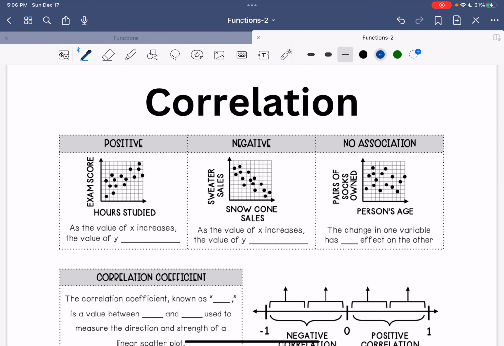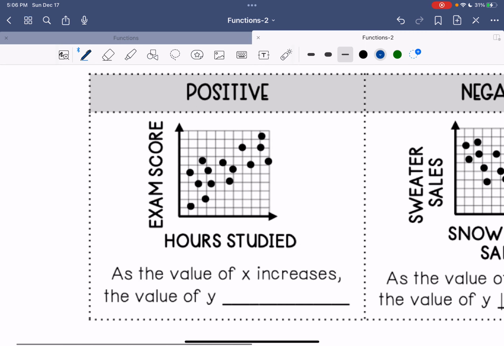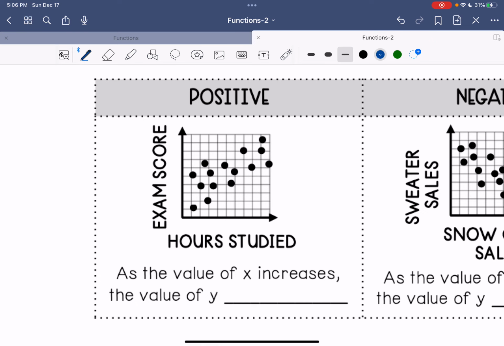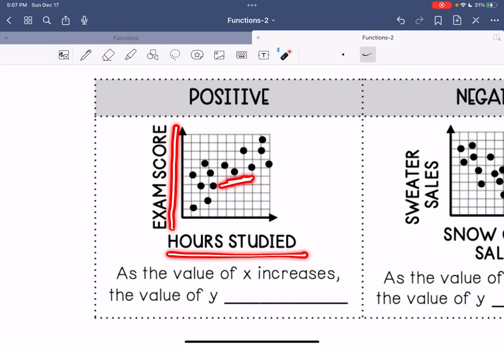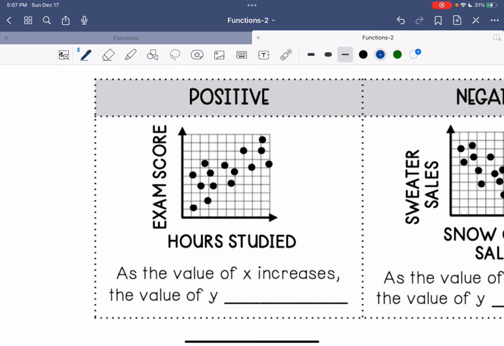Let's take a quick look at correlation and correlation coefficients. For correlation, we have three ways to describe that. We can say that a correlation, or a relationship, or an association is positive, like the association between the amount of hours you study for an exam and your exam score. If you are currently studying, I could probably predict that you're going to have a better exam score than if you didn't study. As the value of x increases, the value of y also increases.